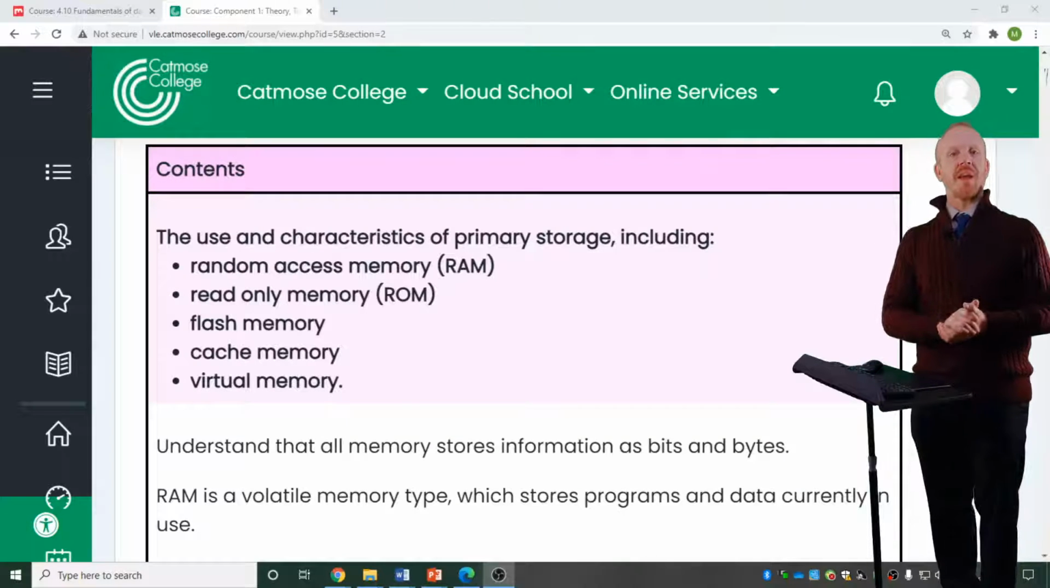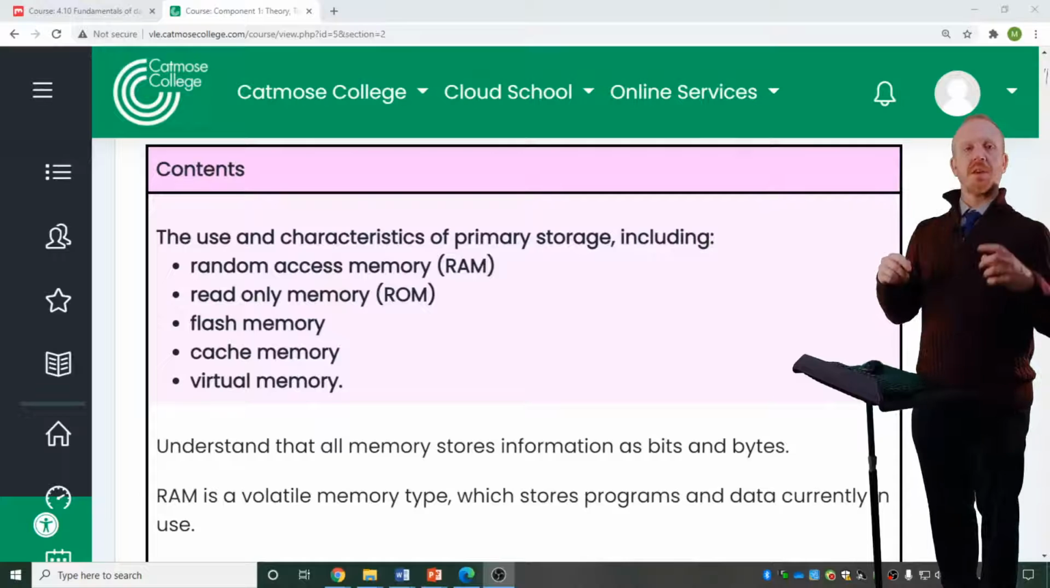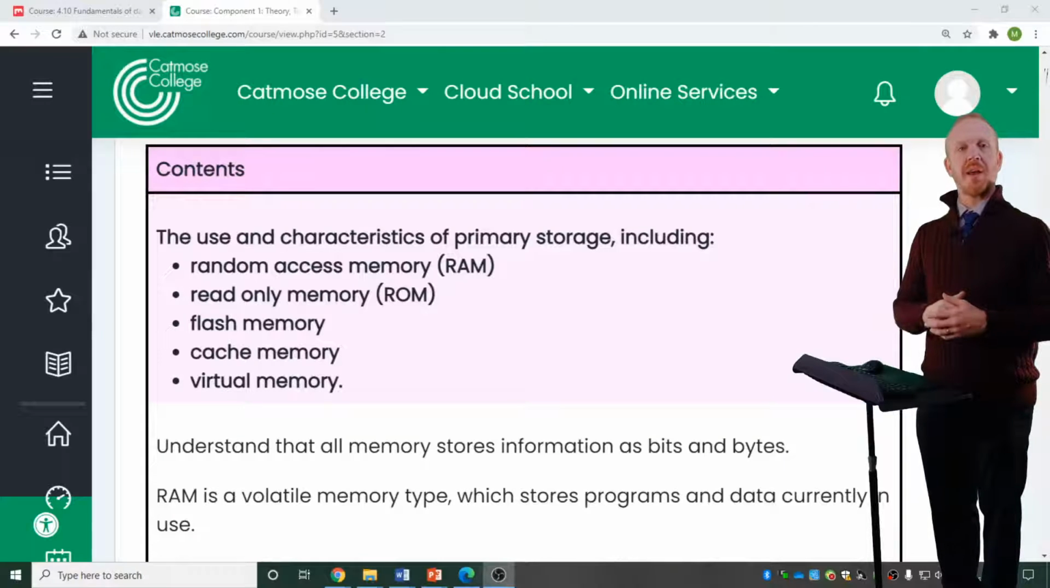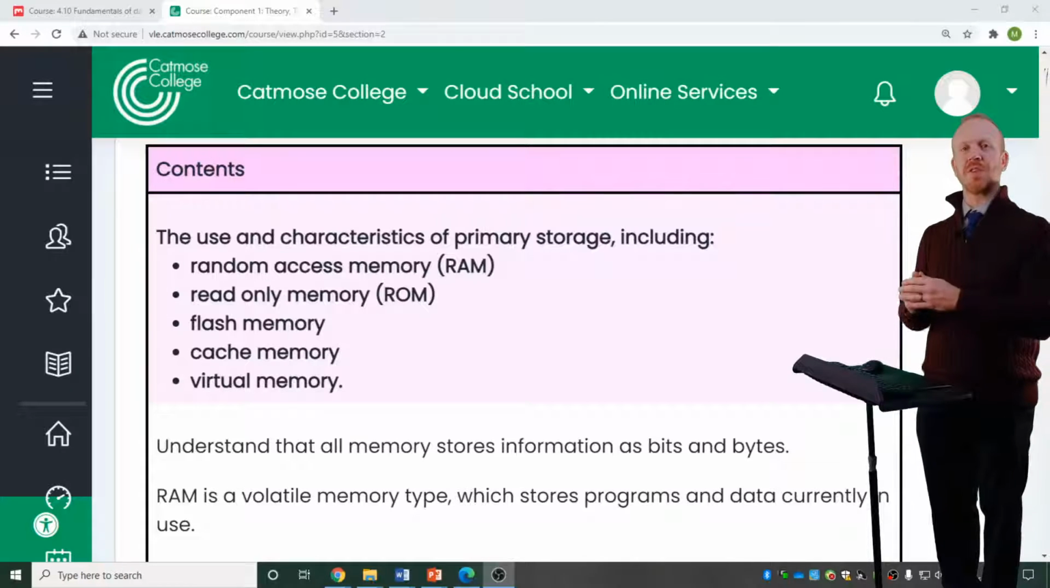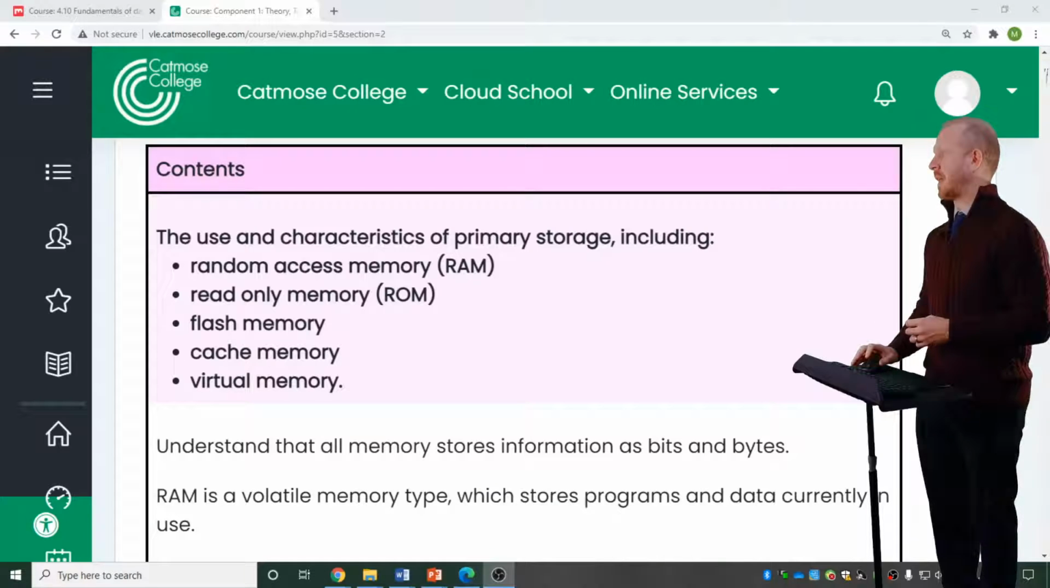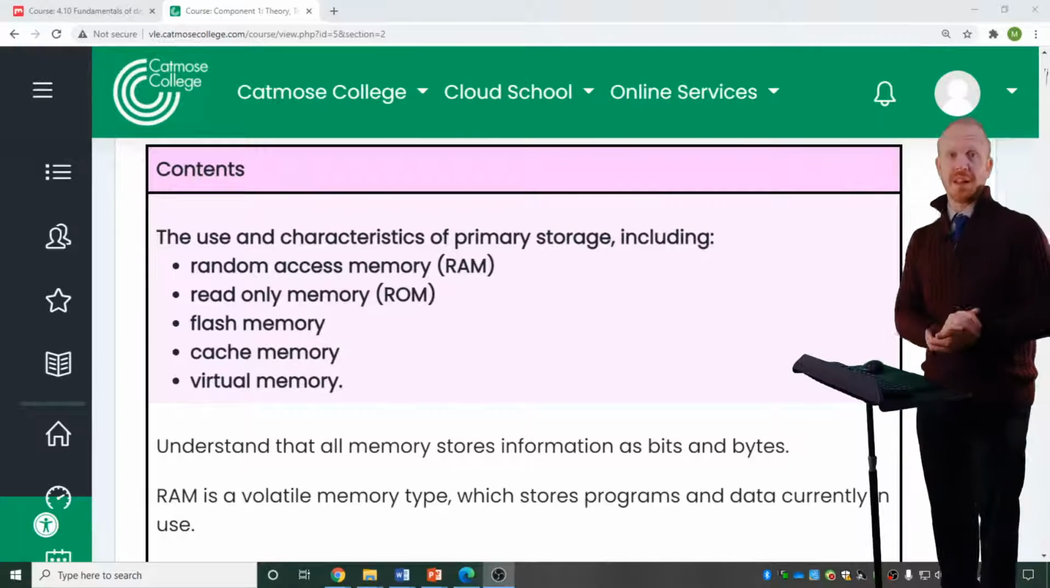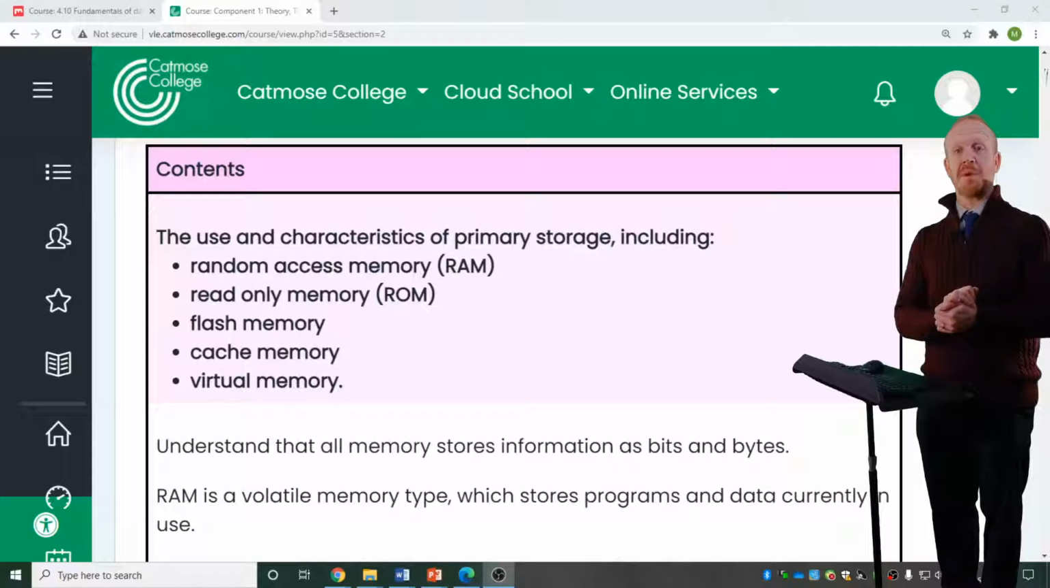Flash memory is things like memory sticks, SD cards. It's memory on a chip that is non-volatile. It can be erased, not as easily, but it stays there permanently. Cache memory we know all about. We've done lesson after lesson on cache memory. That's the very, very fast memory inside the CPU that stores frequently used instructions.